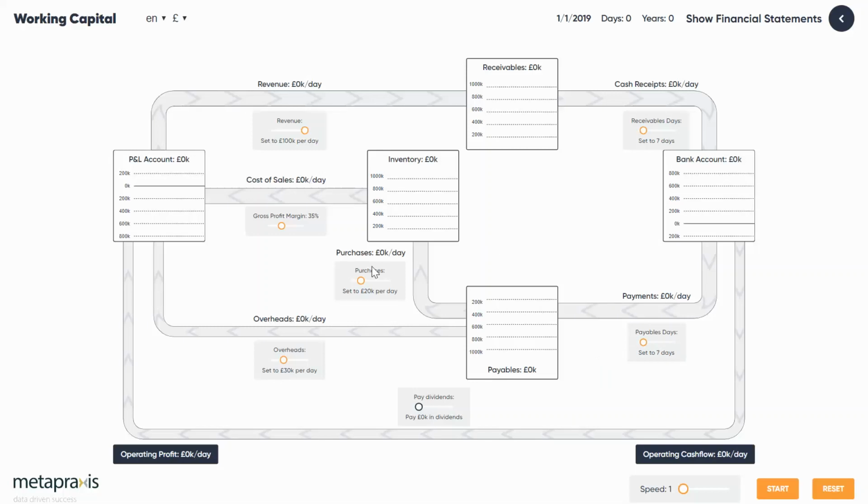And now that we've done all that, the final decision to make is the level of purchases. So our goals are to slowly build up inventory to a level of about 500,000. We want to generate profit and pay dividends without relying on an overdraft. So we need to think about what the level of purchases should be in order to let us do that. So let's start off with a level of 50,000.